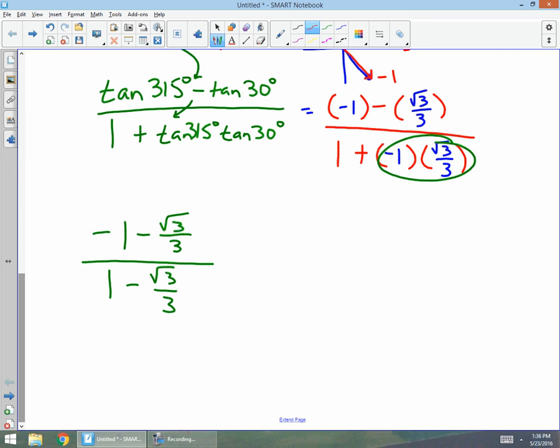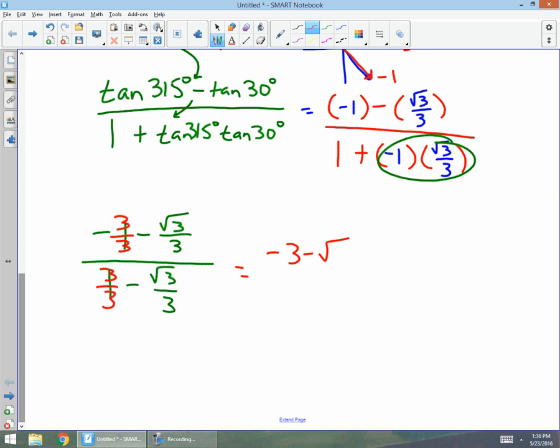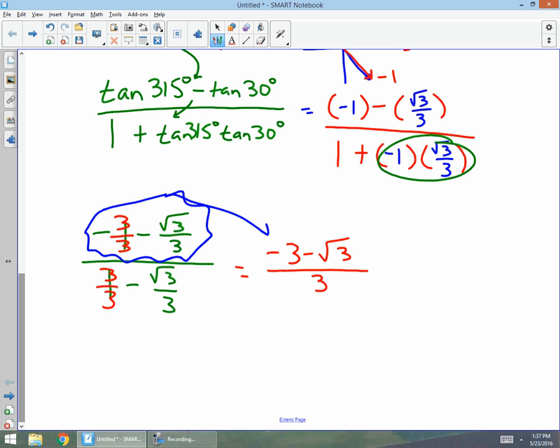Now, this looks intimidating, but just a couple of steps is going to make this look a lot easier. Well, these are fancy versions of 1. And now we've created common denominators, and so for the numerator, this whole big thing can be simplified down just a little bit. So let's take a look at what that might look like. -3 minus the square root of 3 over the common denominator was 3. And that's this whole portion simplified.